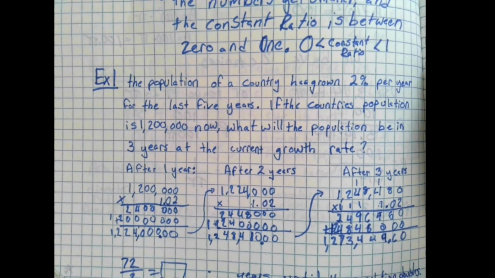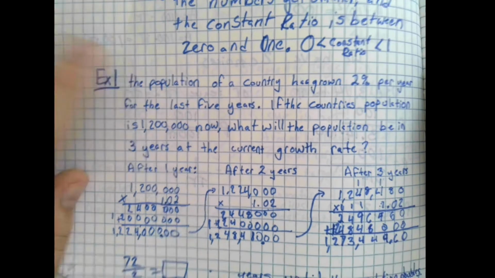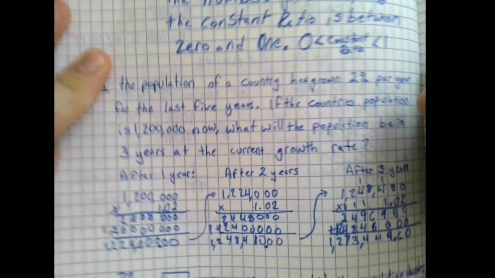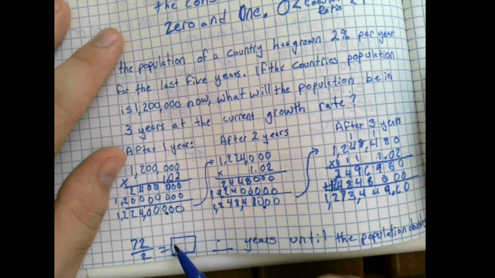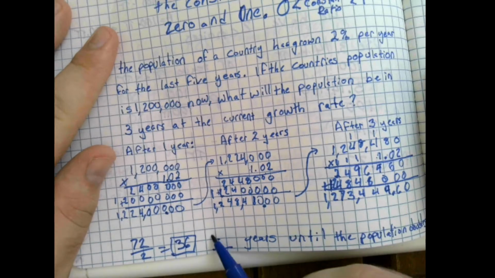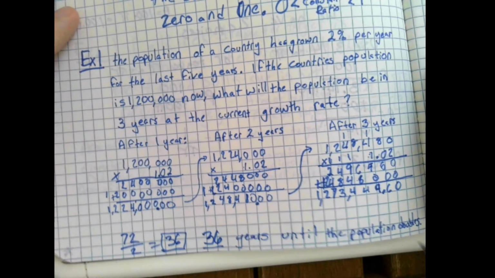All right. Now, it also asks, how long will it take for the population to double? Well, to do that, we're going to use our rule of 72. Our growth rate was 2, so 72 divided by 2 is 36, meaning that in 36 years, the population will be doubled.